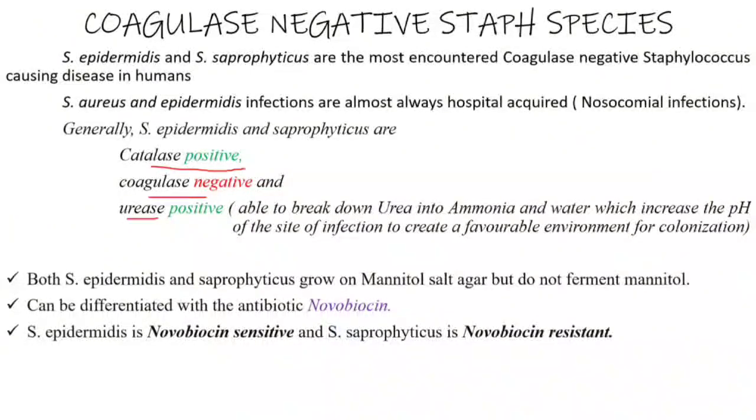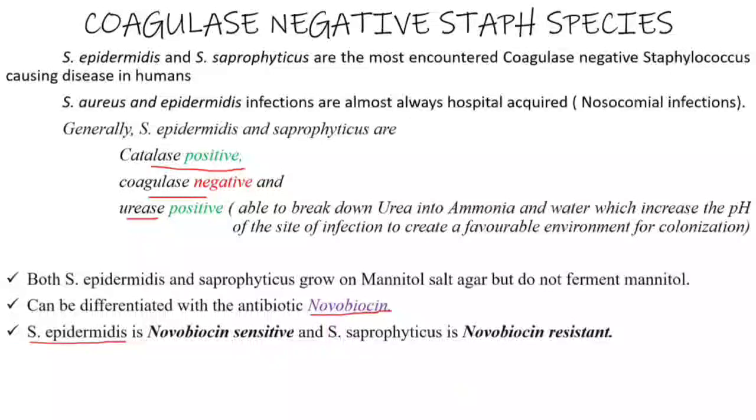Now, you might be wondering, how do we differentiate between staph epidermidis and staph saprophyticus then? You do your Gram stain first. You have a gram-positive bacteria. It's catalase positive. That means it's staph. But then you do your coagulase test and it's negative, which means it's either epidermidis or saprophyticus. Now, how do you differentiate between the two? We can differentiate between the two using an antibiotic we call novobiocin. Novobiocin is able to kill Staphylococcus epidermidis, so we say epidermidis is novobiocin sensitive, and then Staph saprophyticus is able to resist the killing effect of novobiocin. So we say it's resistant.